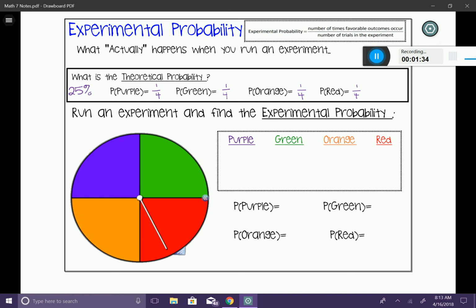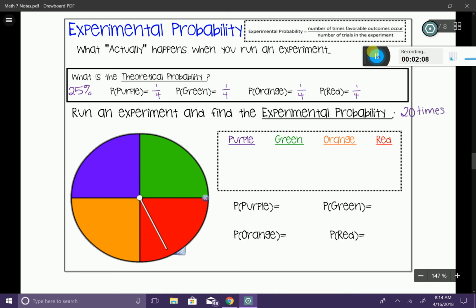Now, this is the difference between theoretical and experimental probability. In theory, that is what should happen. We should spin the spinner and land on those 4 colors 1 out of 4 times. But when you run an experiment, it's not always going to be equal to the theoretical probability that we calculated. So let's go ahead and pretend we ran an experiment. And let's say we took the spinner and we spun the spinner 20 times. So I'm going to go ahead and write that down here. We spun it 20 times.